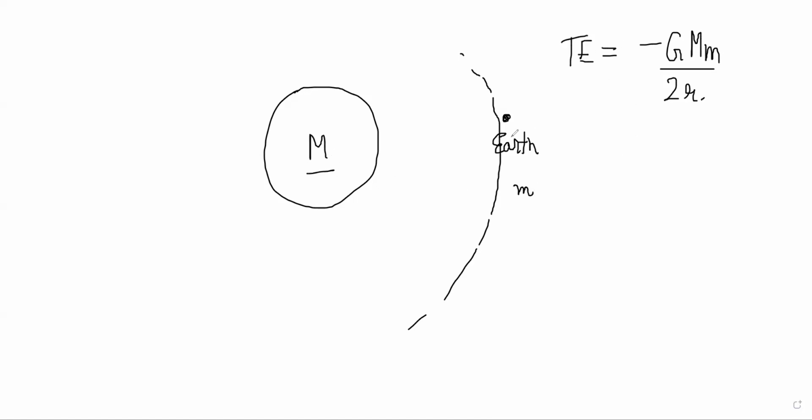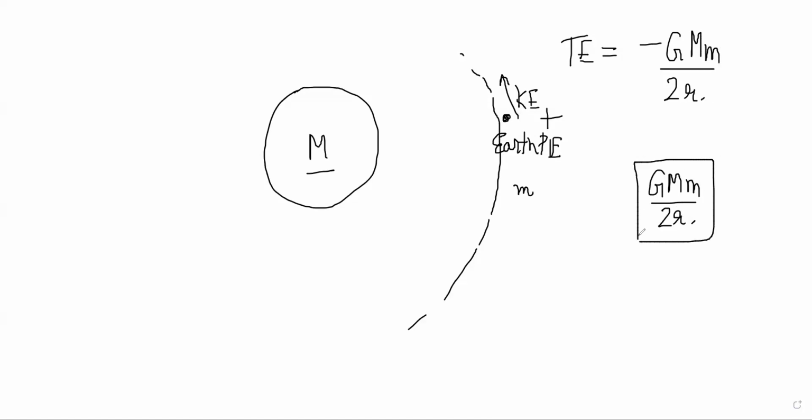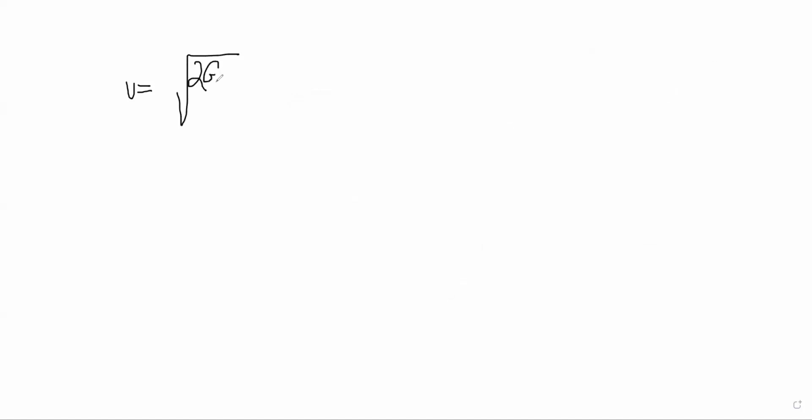So if earth wants to escape the orbit of the sun, it needs to get some extra kinetic energy from some source. It already has kinetic energy, but it needs to somehow get extra kinetic energy, which will be at least equal to G M m by 2r. Then its total energy will be zero, and it will be able to escape along this straight line path. So that becomes your formula for escape velocity, root 2 G M by r.